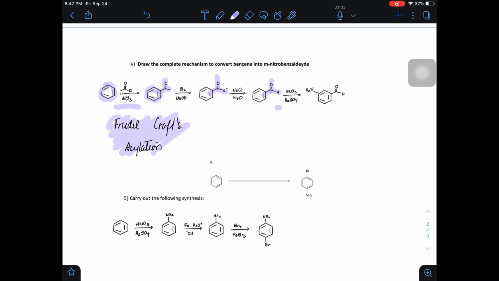So the key thing is to remember that the acyl group right there is a meta director. That's why we end up with m-nitrobenzaldehyde. So it's a meta director right there.